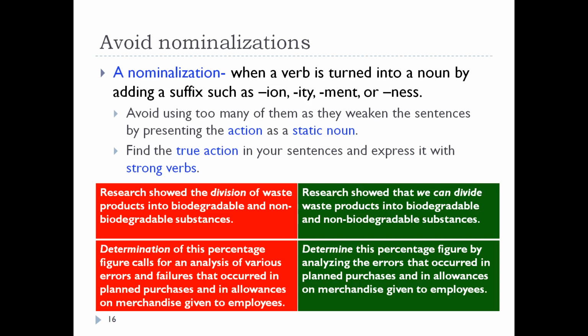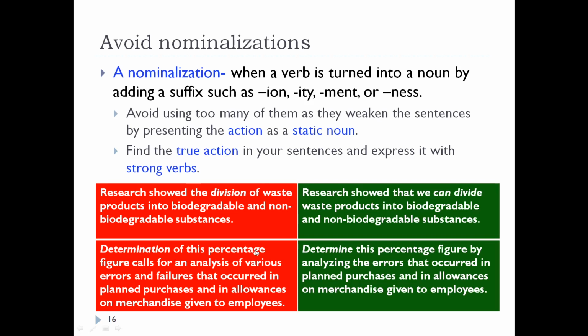So you can put this sentence like this: research showed that we can divide waste products into biodegradable and non-biodegradable substances. The sentence is more wordy here, but it is more wordy because you are removing nominalization. And this wordiness will not hurt us. This is fine, because we are using a strong verb instead of a weak, static noun.